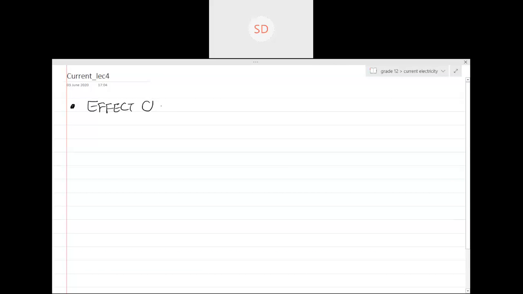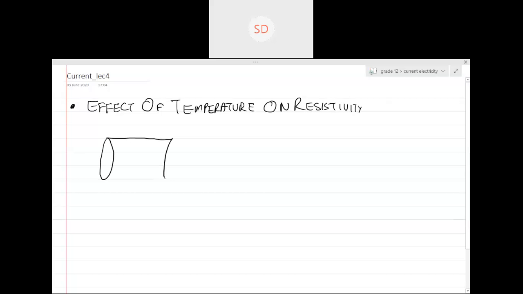Write down the heading: effect of temperature on resistivity. Okay, so see guys, suppose I have a conductor, and let's say this conductor is at temperature T1. So when it is at temperature T1, do you know?